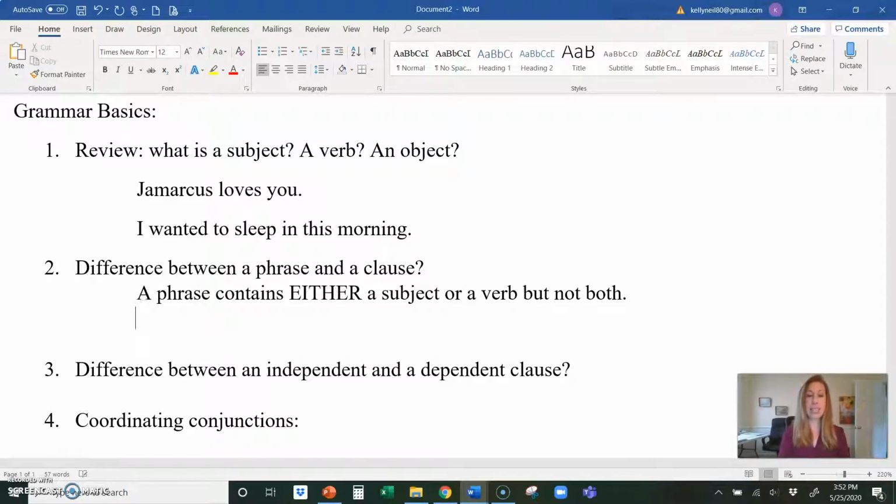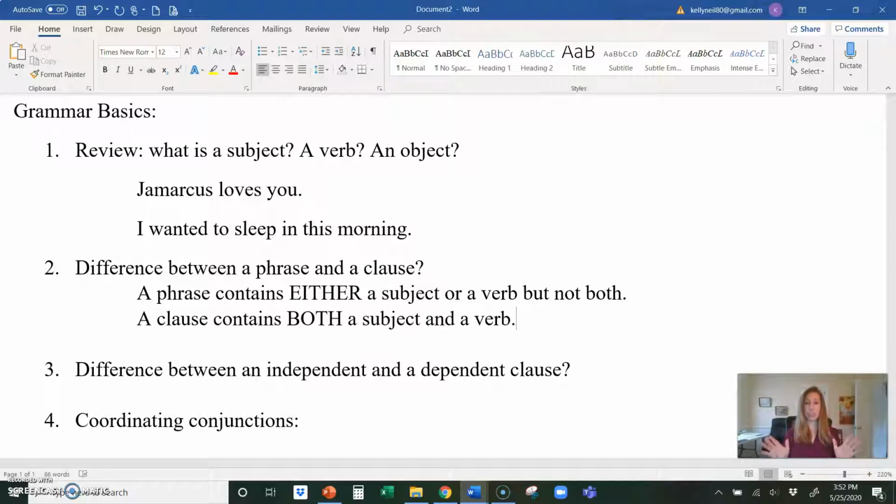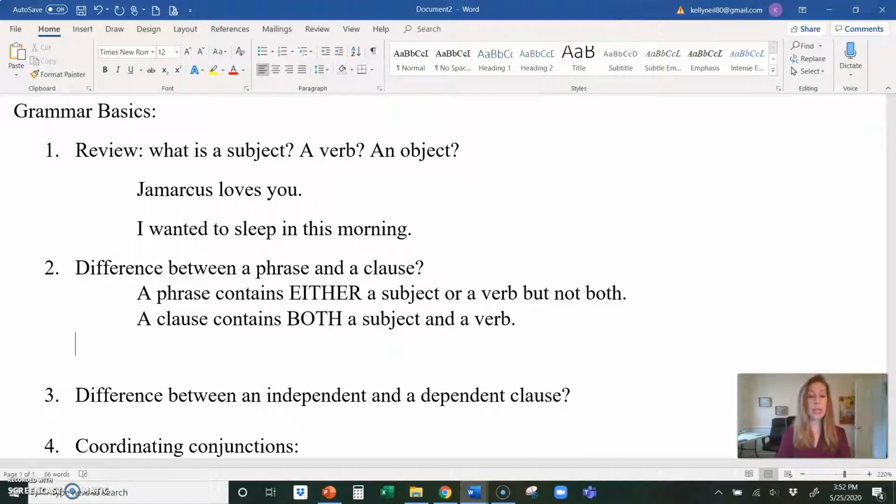So maybe you can guess what a clause does. A clause contains both a subject and a verb. Okay, so that's the difference. A phrase contains either a subject or a verb, but not both, and therefore, of course, a phrase cannot be a complete sentence. A clause contains both a subject and a verb. Okay, does that make sense? If you have questions, you can always email me. So let's look at two examples.